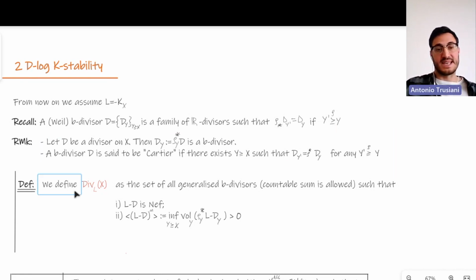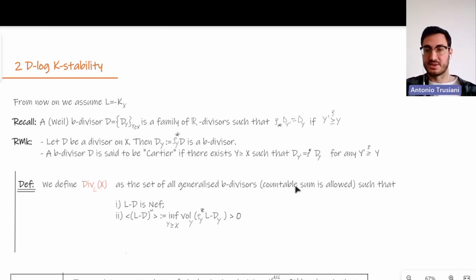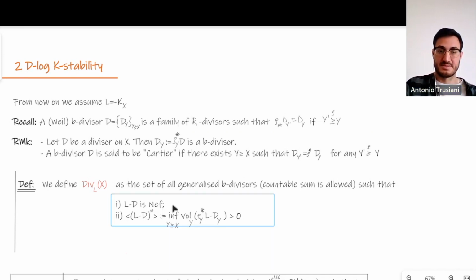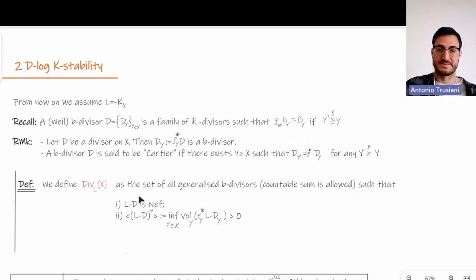So we can now define this set as Div(L, X), the set of all generalized b-divisors. By generalized, I mean that countable sums are allowed, so they are not actually divisors, such that L minus D is nef. And this notion, if you assume that D is Cartier at level Y, is equivalent to saying that the pullback of L minus D_Y is nef. It produces a nef class.